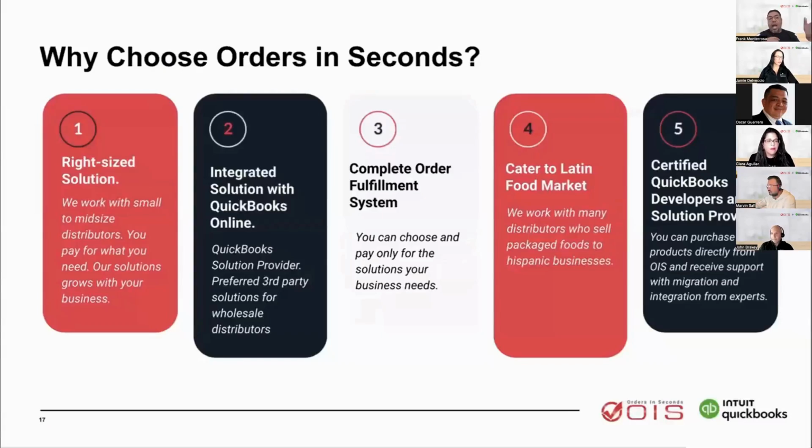Okay, so why should you choose OIS instead of A, B, C, D? Well, it's simple. We specialize in this with QuickBooks. We are a certified QuickBooks solution provider, meaning that we know QuickBooks in and out, and we help you all the way, since you are integrating QuickBooks to enable the different functionalities that you need to have enabled on QuickBooks in order to make it work for your distribution business.